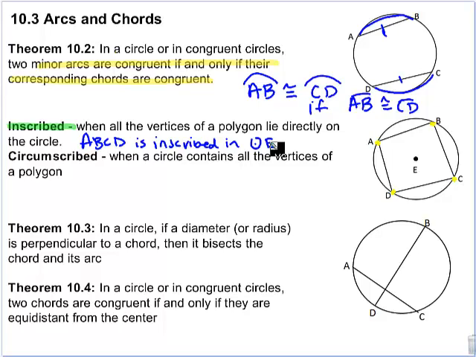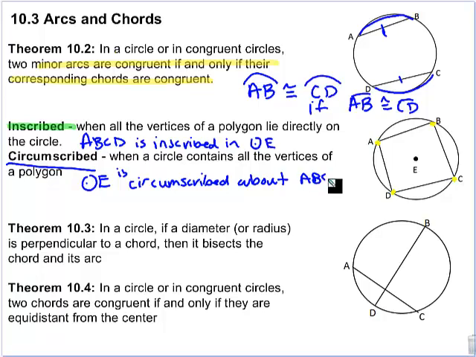Circumscribed is talking about the circle that's outside of the polygon. So if you see circumscribed, that's talking about the circle containing all the vertices. It's still referring to the same diagram, it's just talking about the circle, not the polygon. So circumscribed would be saying circle E is circumscribed about ABCD.